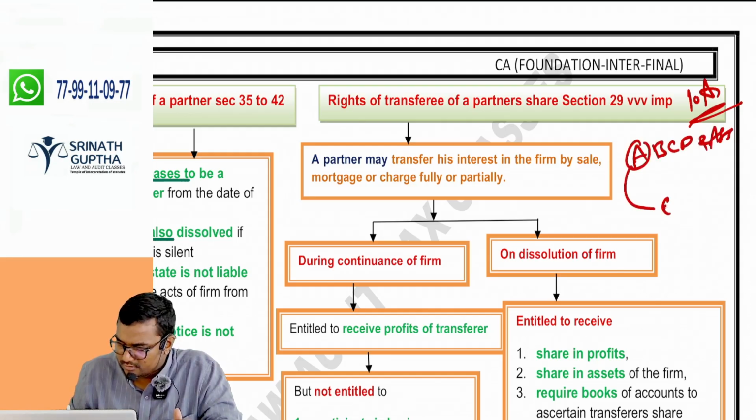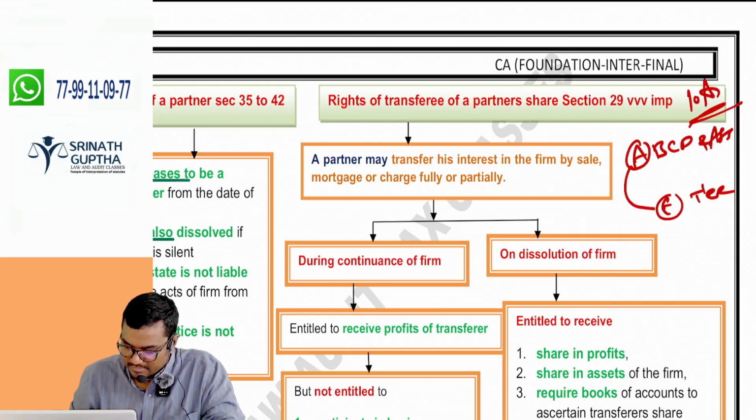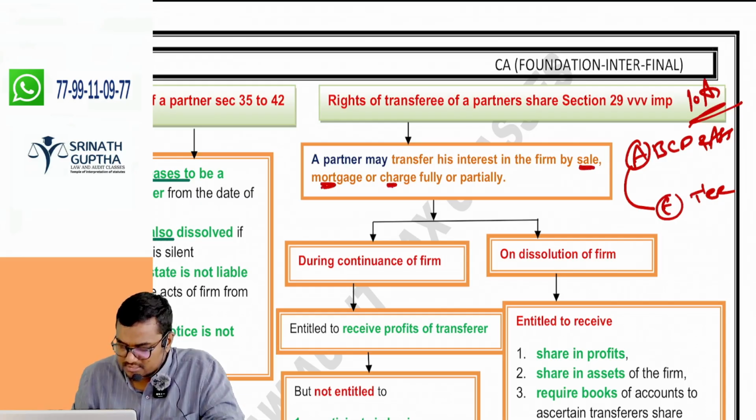A is selling his share to E. But B, C and D are not accepting E, so he cannot become a partner. He is the transferee of the partner's share. A partner may transfer his interest in the firm by way of sale, mortgage or charge. Charge means security.